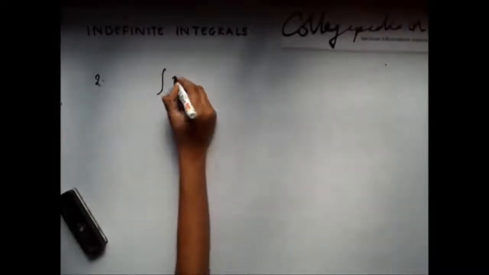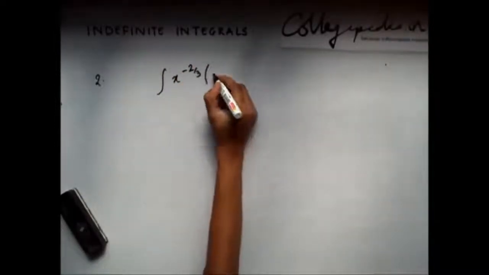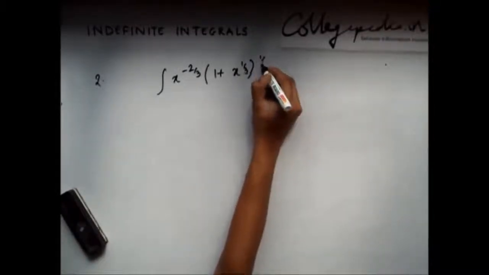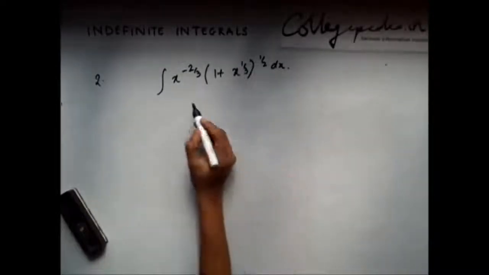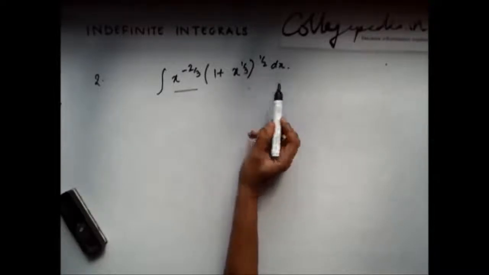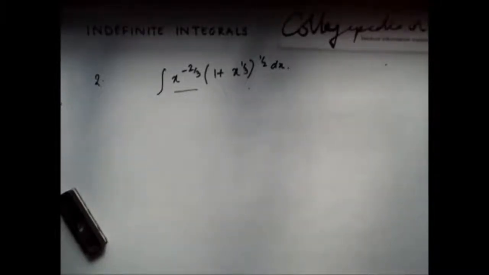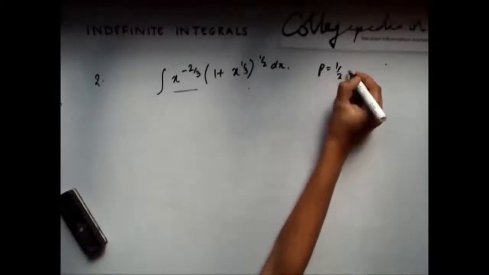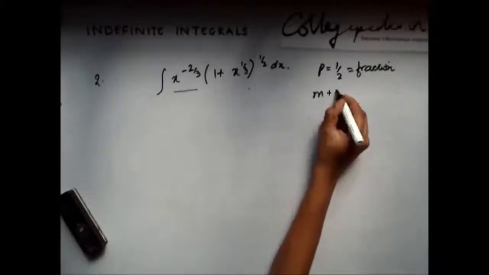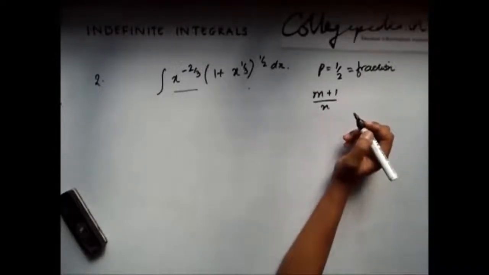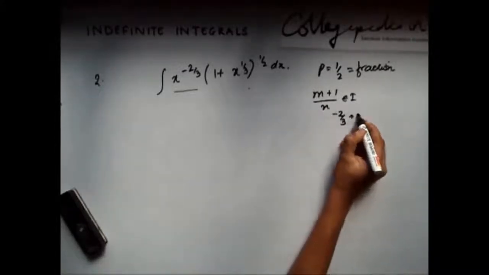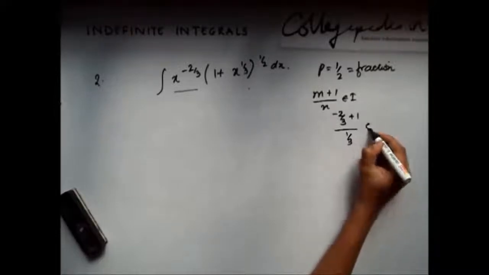Let's integrate x to the power minus 2 by 3 multiplied with (1 plus x to the power 1 by 3) to the power half. Here you can see that p, which is half, is a fraction, and (m plus 1) by n is an integer. Your m is minus 2 by 3, so m plus 1, divided by n, which is 1 by 3, is an integer.